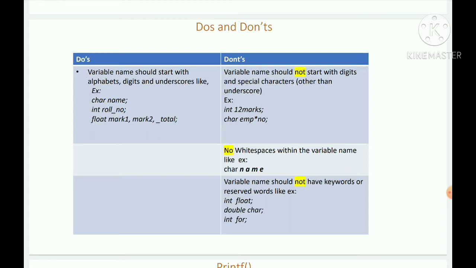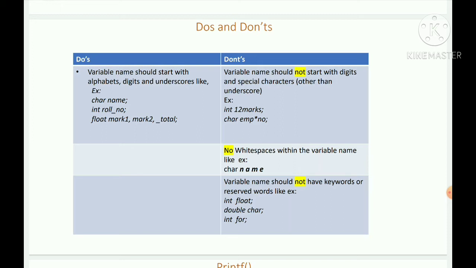Next set is float variables: mark1. It is alphanumeric because an alphabet and a number are there in the variable name. So what value does the mark1 variable contain? It contains the mark details like 93.5. Those kinds of float data will be assigned. And mark2 is another variable name. And _total is another variable name because C supports this kind of format.